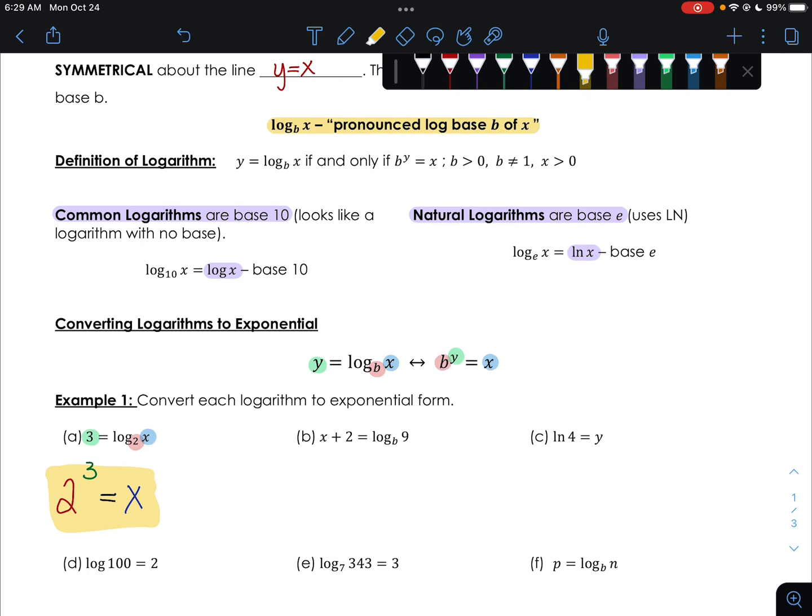Looking at my next one, we have x plus 2 equals log base b of 9. So my base is my base of the exponential. What it's set equal to becomes my exponent, so x plus 2 will be my exponent. And we set it equal to what's with the log, which is 9. So we have b to the x plus 2 power equals 9.